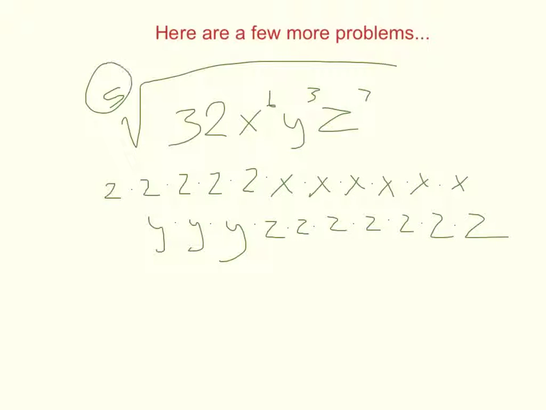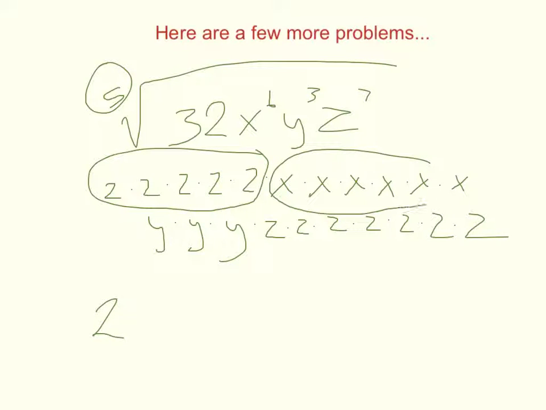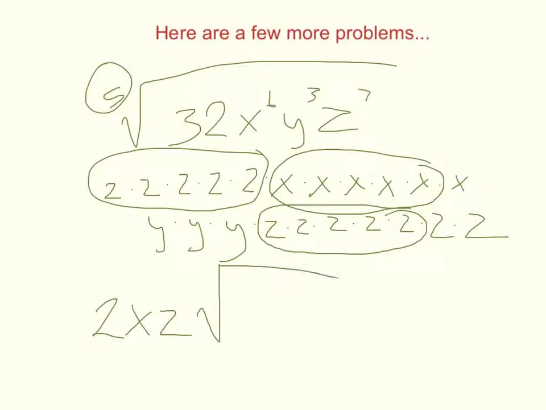So we're looking for groups of 5. There's a group of 5 with the 2's, so the 2 gets to come out. And there's a group of 5 with the x's, but there's one left over, so an x gets to come out. There's not enough y's, and there are 7 z's, so there are 2 z's left over, but one gets to come out. So what's left over is x, y to the third, and z to the second, because there are 2 z's left.